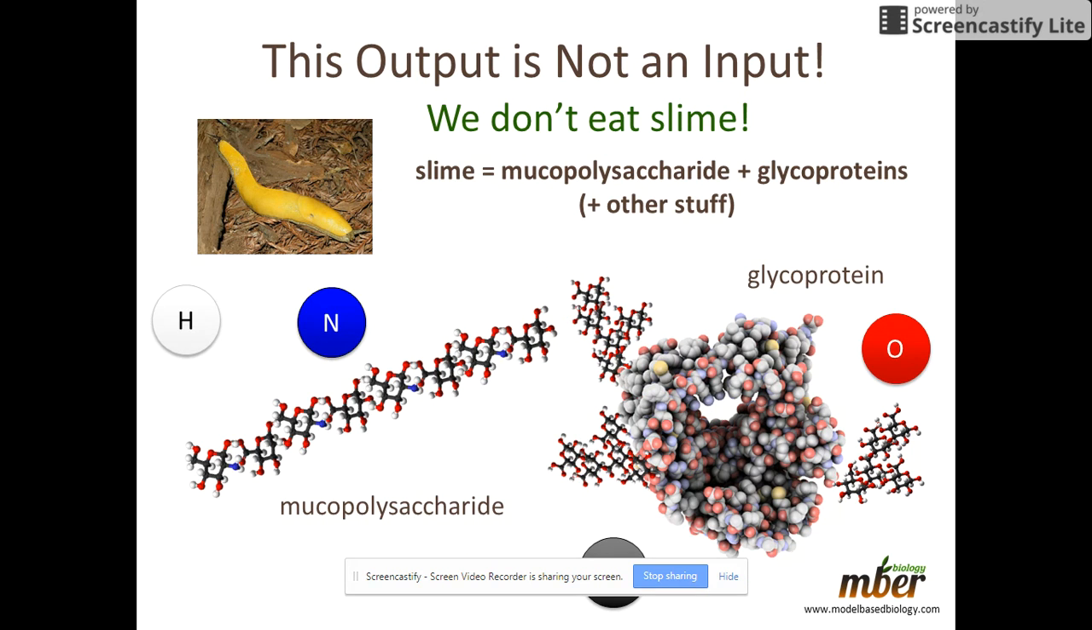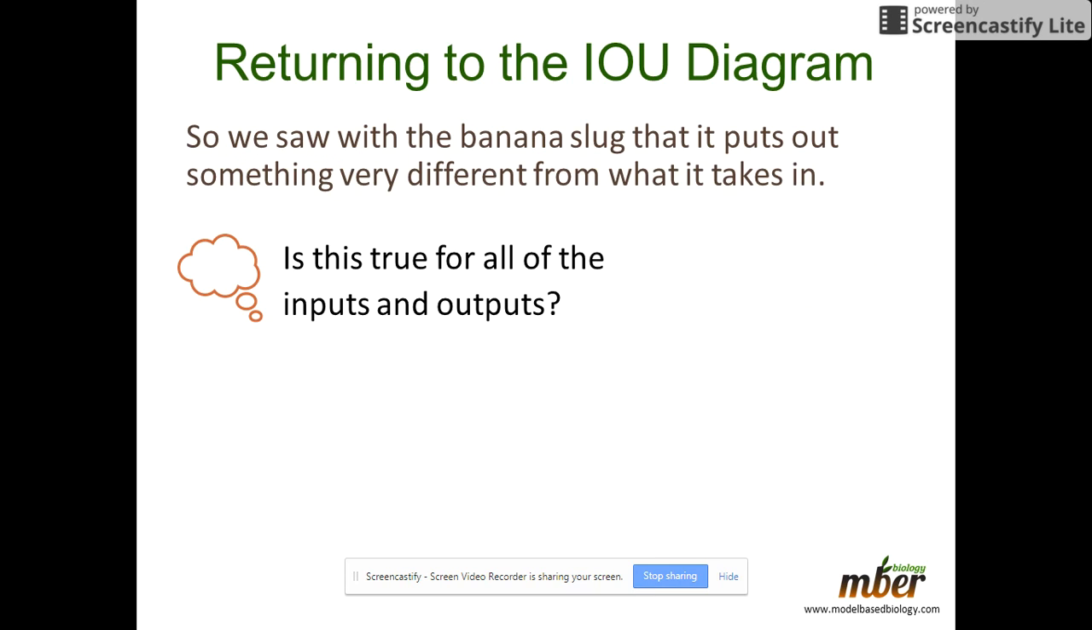So now we have a new thing. This output is not an input. We don't eat slime, and banana slugs don't eat slime. So the slime is made up of the mucopolysaccharide, CHON, and glycoproteins, and other stuff. But they're not eating it. So this is kind of a new concept here. We saw that with the banana slug, it puts out something very different from what it takes in.